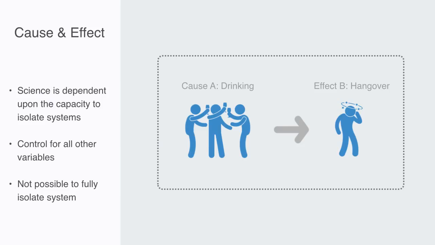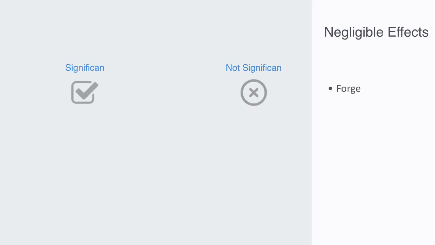So how do we get around this stumbling block, as it appears that the scientific endeavor goes on without this causing too much of a problem? What we do, because we can't fully isolate any system, is essentially define what are significant effects and what are negligible effects, and simply forget about the negligible effects.